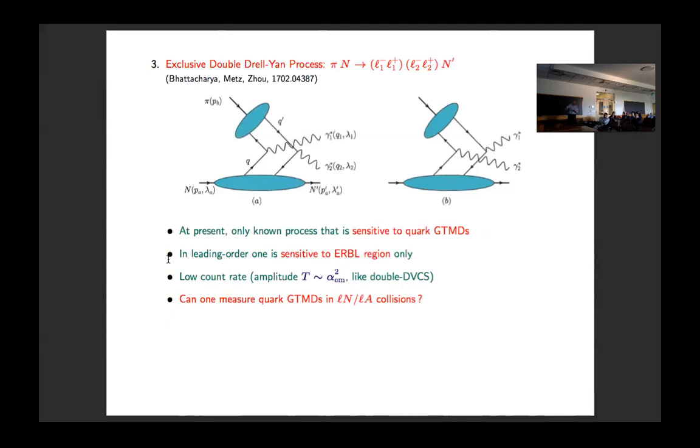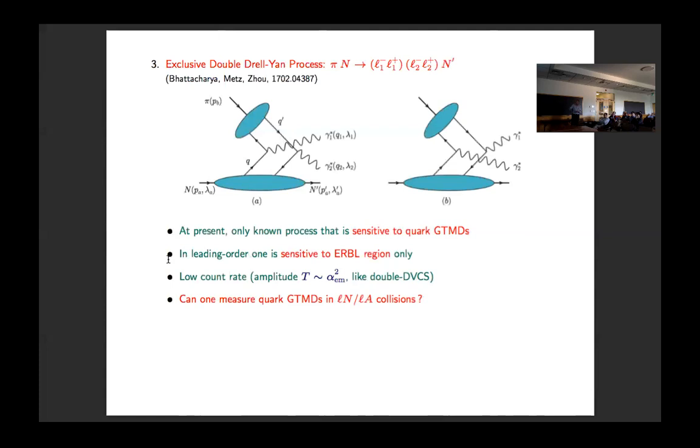Here, at leading order, one is only sensitive to the so-called orbital region, where these objects describe the emission of a quark-antiquark pair. This, I think, is probably something which at present may be a showstopper. There's a low count rate; the amplitude is proportional to the fine structure constant squared. This is like double deep virtual Compton scattering. And here the general question related to the EIC is, can one somehow measure quark GTMDs in lepton-nucleon and lepton-nucleus collisions? We don't know at this point.